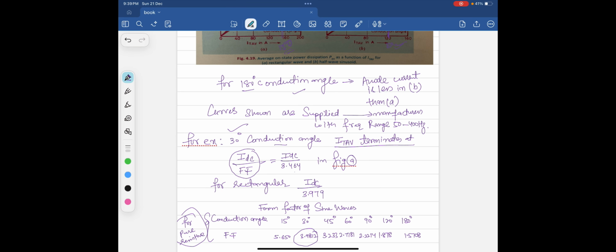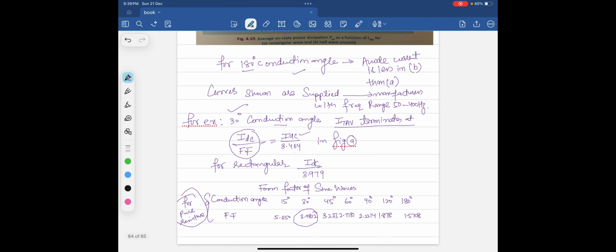Let us take a conduction angle of 30 degrees. What we get for the average on-state current is IDC upon the form factor. We have to calculate IDC, that is the anode current, divided by the form factor, which we get from the table values. This is the form factor table for a sine waveform. It is only for a pure resistive load. For an inductor, its value changes, so it is different. Here you can see the different values. For 15 degrees it is 5.650, and for 30 degrees it is different. As the conduction angle rises, you can also observe that the form factor value decreases.